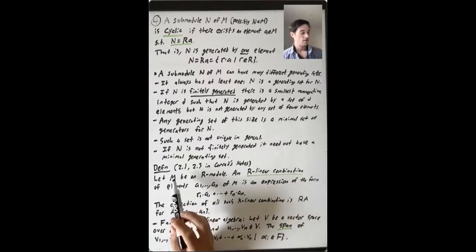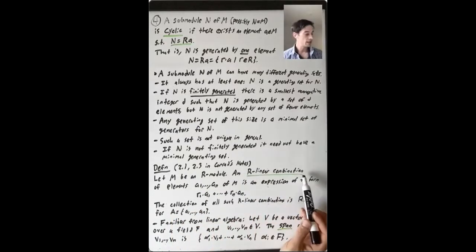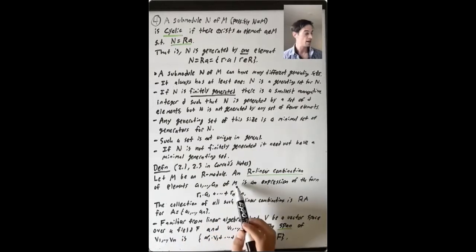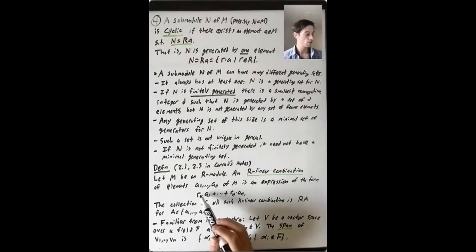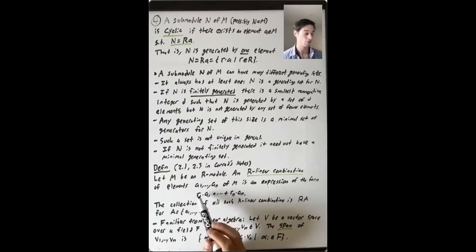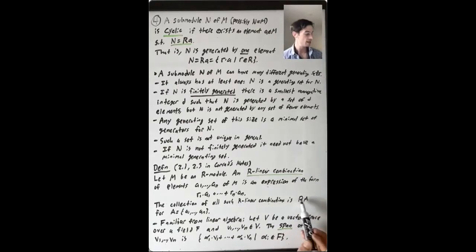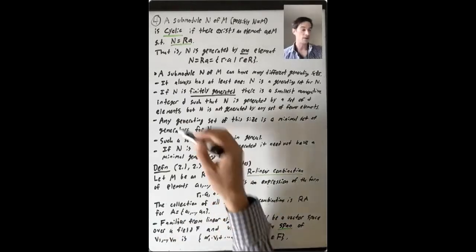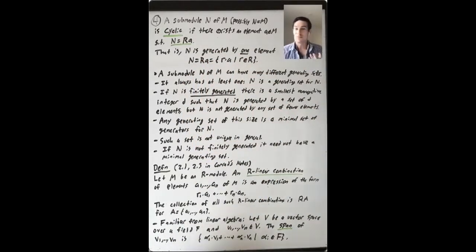So if M is an R-module, an R-linear combination of elements a1 up through an of M is just an expression of the form r1 times a1 plus ... plus rn times an, where, remember, this times is the action of the ring elements on your module elements. The collection of all of these R-linear combinations is Ra, where A is your set of elements a1 up through an. So Dummit and Foote say, after giving all these definitions, that one of the best ways for understanding collections of submodules is to take these R-linear combinations of elements.